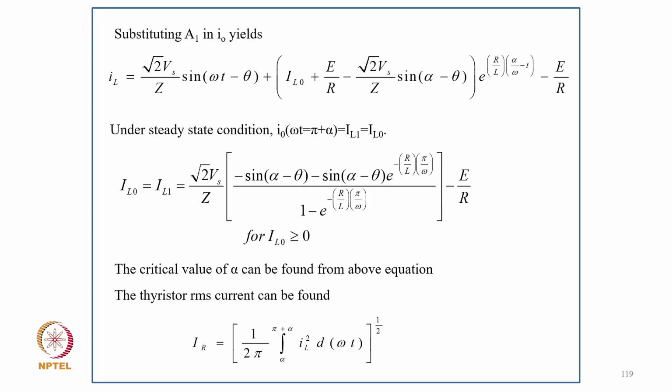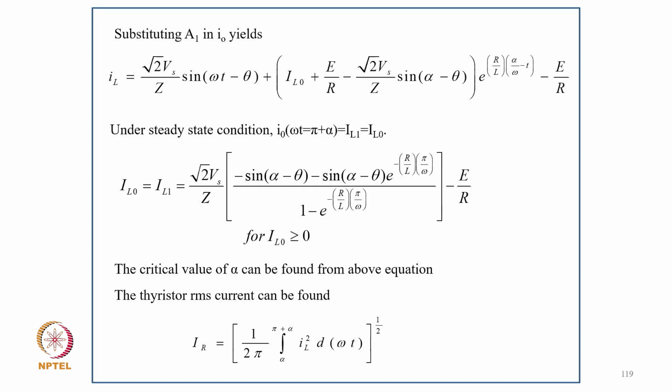So under steady state, the current at ωt = π + α becomes IL1 equal to IL0. So IL0 equals IL1 equals √2 Vs/Z (−sin(α − θ) − sin(α − θ) e^(−R/L · π/ω)) divided by (1 − e^(−R/L · π/ω)) − E/R, for IL greater than 0. The critical value of alpha can be found from the above equation.